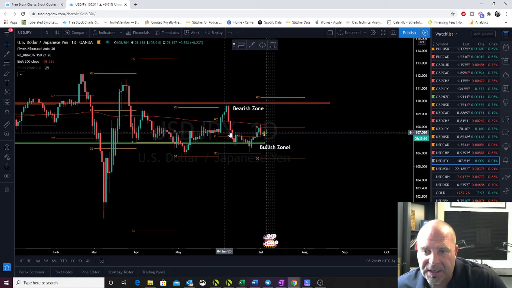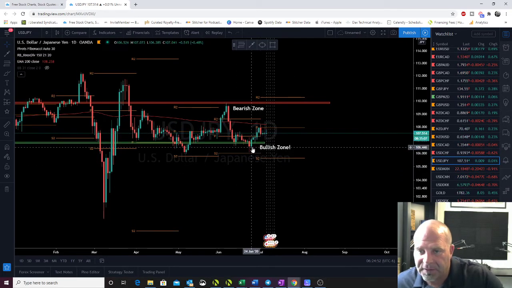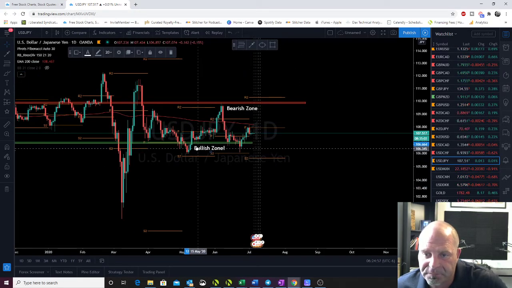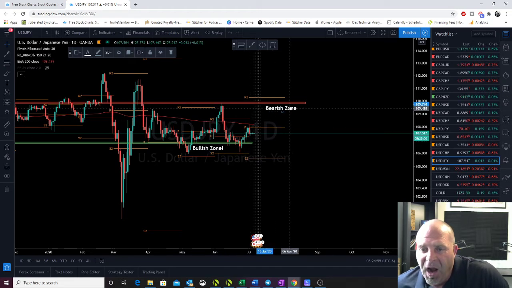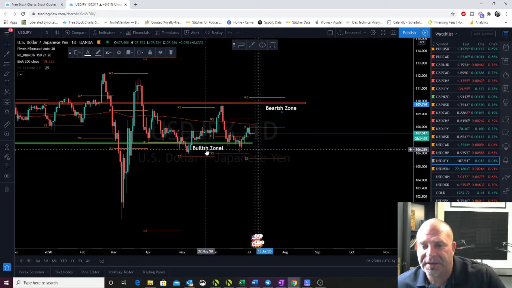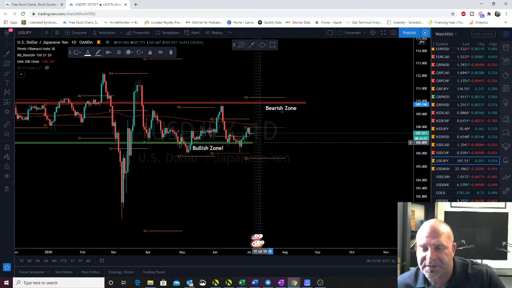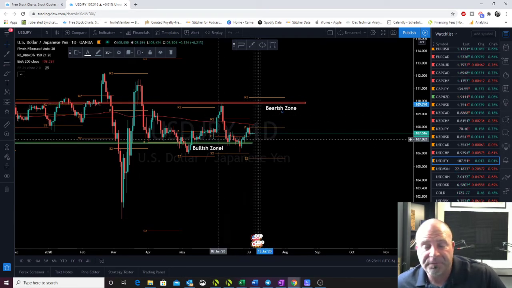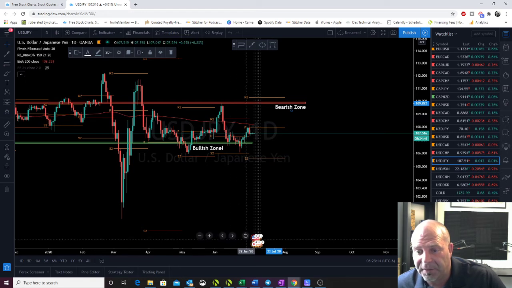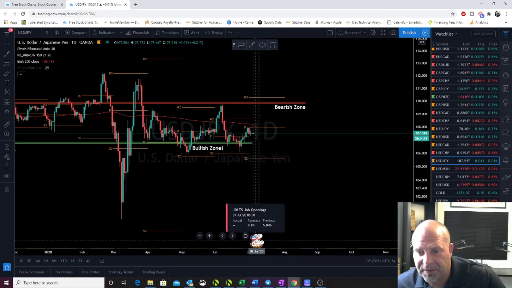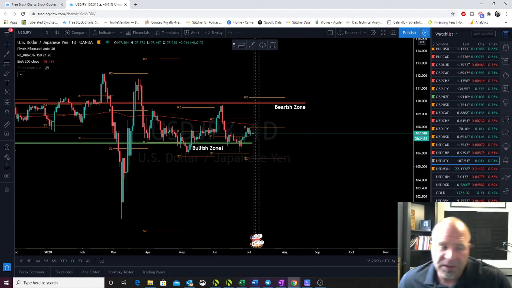USD JPY. Let's get rid of that. Price just hugging that pivot. So really no trade on this pair yet, unless we come down into this range or we shoot up into this range. But either one could happen at this point. We got a lot of fundamentals coming out this week, right? Off a holiday week. So could be pretty interesting.